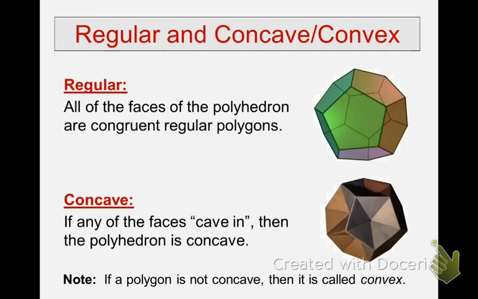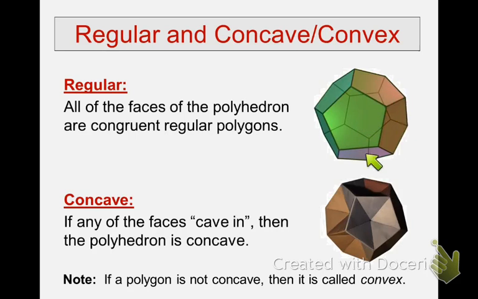Regular and concave versus convex. So regular means very similar to what it meant in the last section when we were looking at regular polygons. This means that all the faces of the polyhedron are congruent regular polygons. So look here, this is a regular polyhedron because each face is, how would you describe this face? What is it? Pentagon, and does it look regular? And are all of the other faces that same exact pentagon?